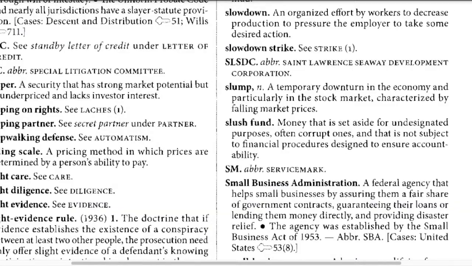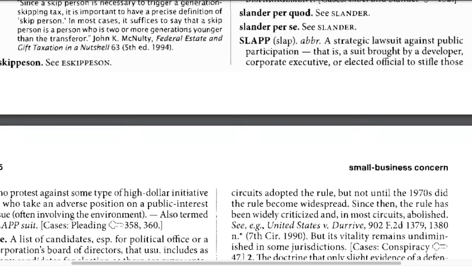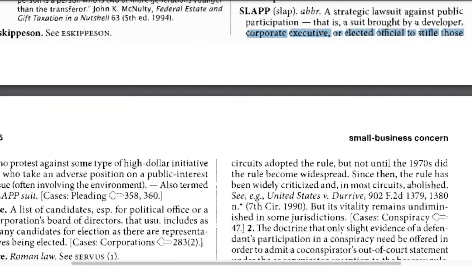It was the SLAP. A strategic lawsuit against public participation. That is, a suit brought by a developer, corporate executive, or elected official to stifle those who protest against some type of high-dollar initiative or who take an adverse position on a public interest issue, often involving the environment, also termed SLAPP suits. SLAPP suit. So it's a strategic lawsuit against public participation. SLAPP. It's an abbreviation, not necessarily slang. All right, so we've made our digression here. Let's get back to tort.